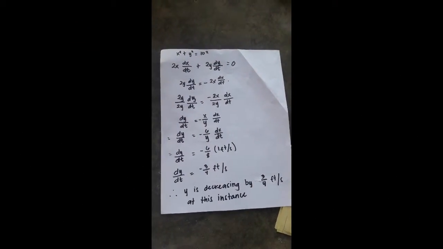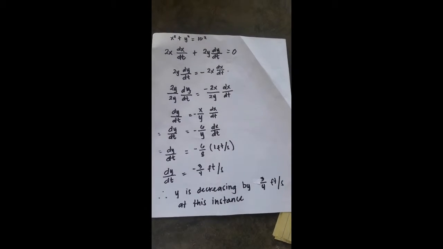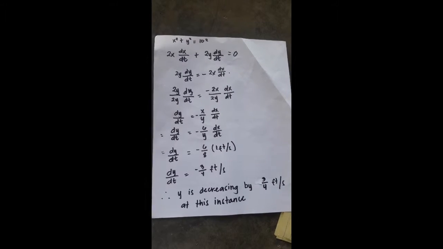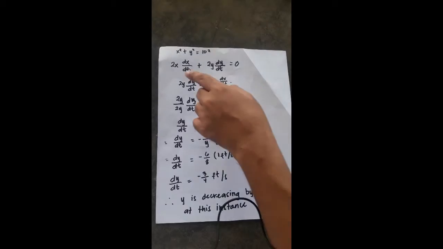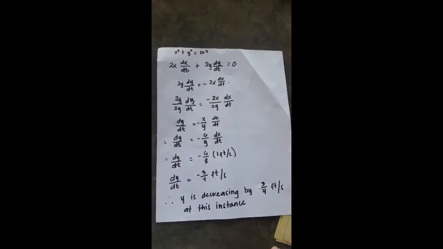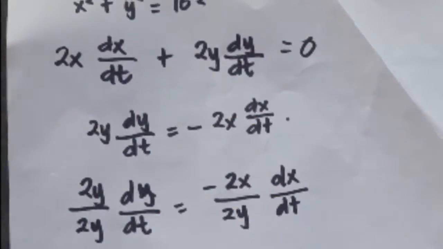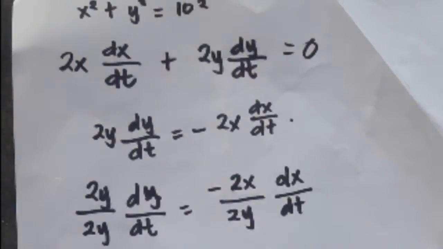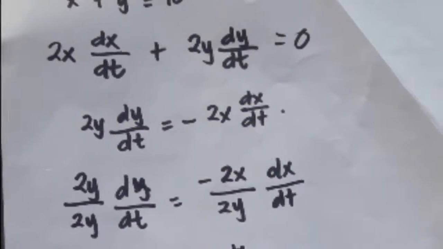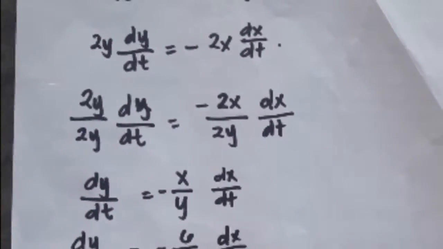Now, we want to know how fast the top of the ladder is sliding down the wall, which is described by dy over dt. So, let's solve for dy over dt. We take 2x dx over dt to the other side. So, we have 2y dy over dt equals negative 2x dx over dt. And then, we divide both sides by 2y, so we get dy over dt equals negative x over y times dx over dt.